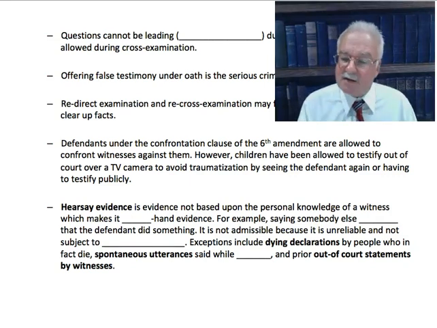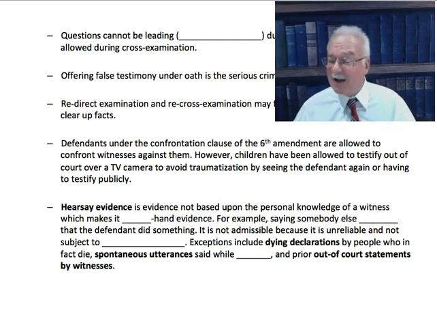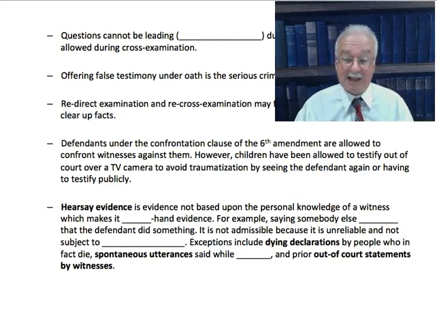Now, hearsay evidence is evidence not based upon the personal knowledge of a witness, which makes it second-hand. For example, somebody saying somebody else heard that the defendant said something is not admissible because it is unreliable and not subject to cross-examination. The person who supposedly heard the defendant say something is not there. You can't question their impartiality. You can't question their physical ability to have seen or heard what they are now testifying to.